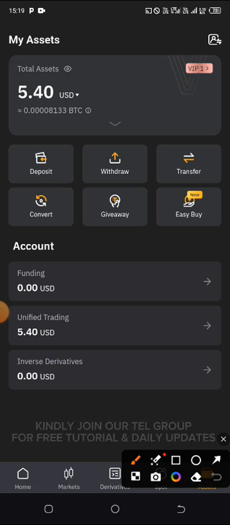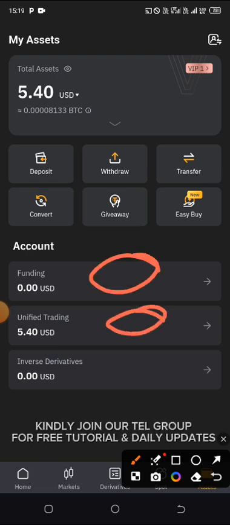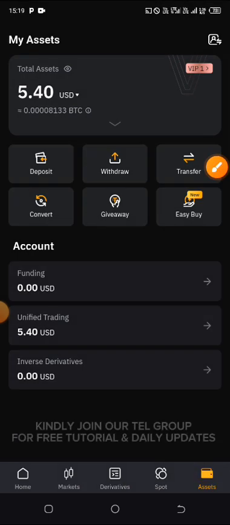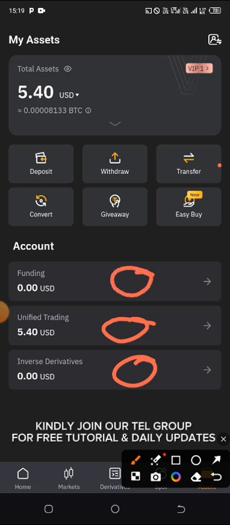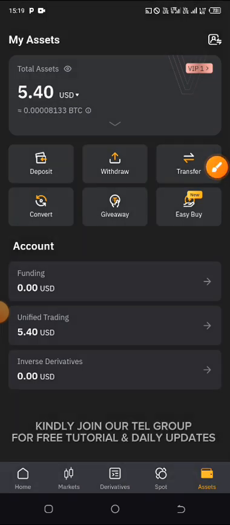Now, as you can see, Bybit is categorized into 3 accounts: the funding account, the unified trading account, and the inverse derivative trading account. Before you can carry out derivative trading, the money must be on either the unified or inverse derivative account. Now, any fund in the funding account cannot be traded, so take note of that.